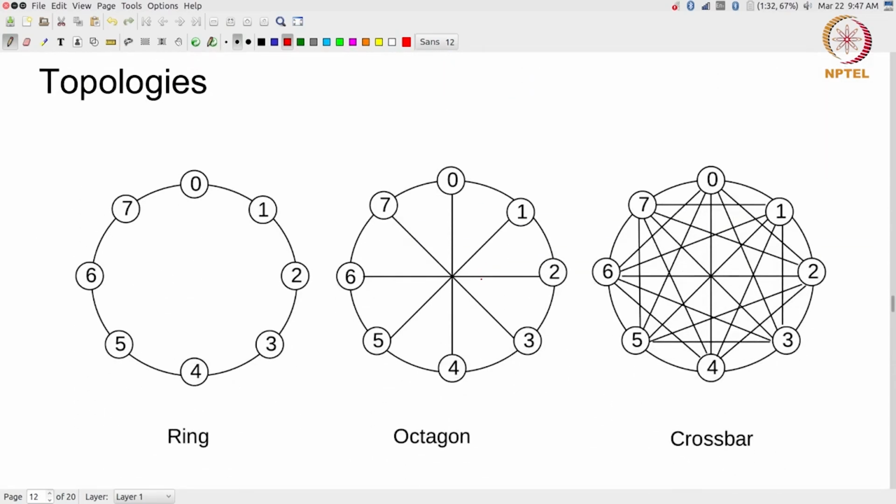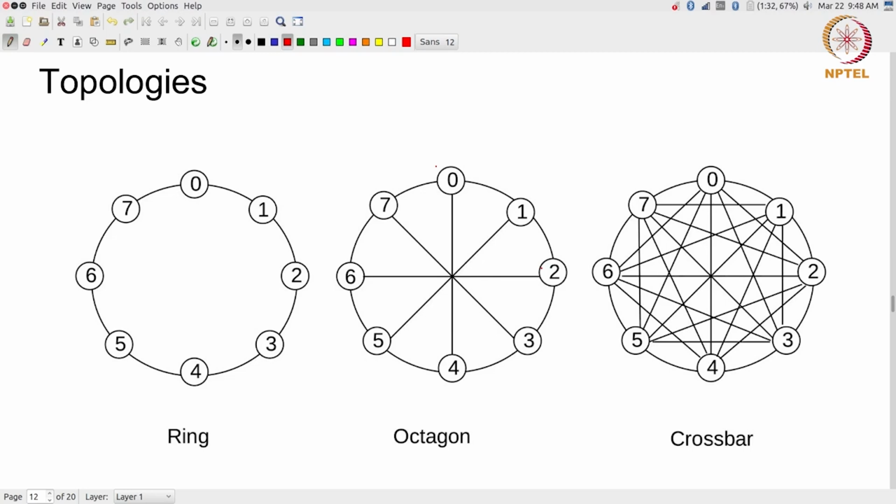Going further, there are a few more broad topological structures. The ring is essentially saying that I'll take all 0 up to 7 laid out in a straight line and just connect them into a ring instead, right? The octagon in this case, supposing you have 8 processors, has a ring plus in addition cross connections, okay.